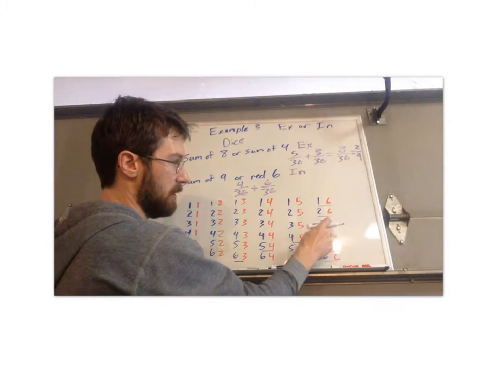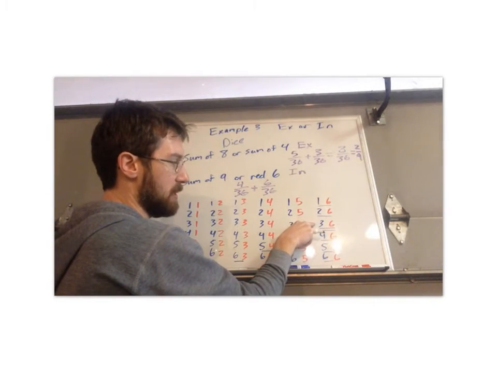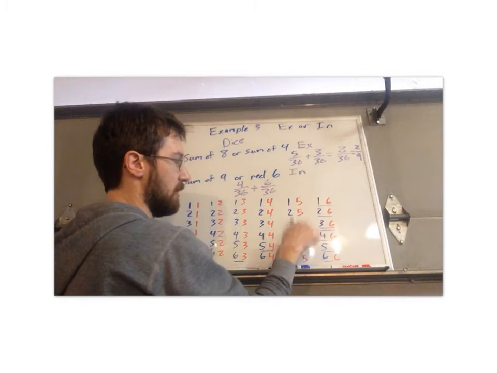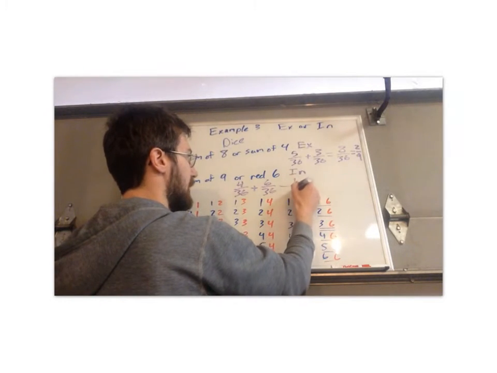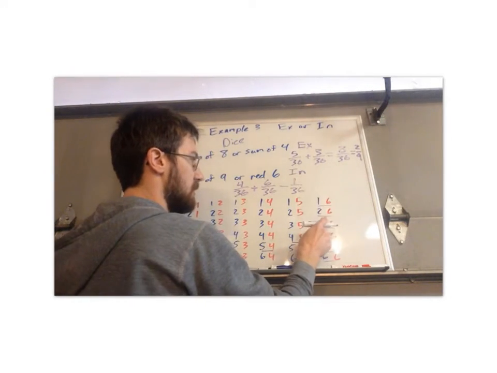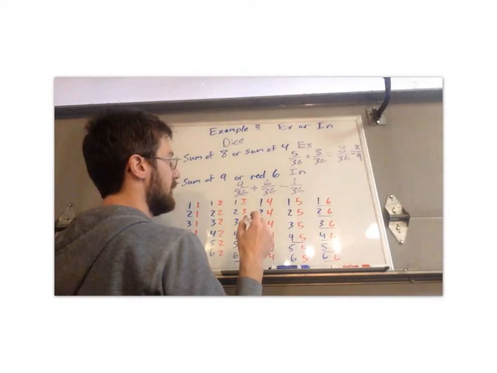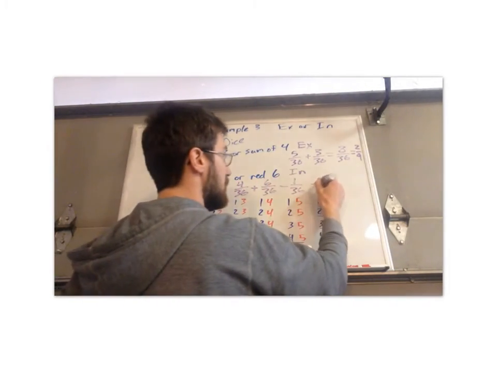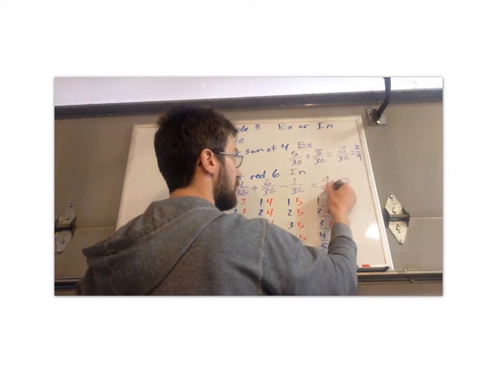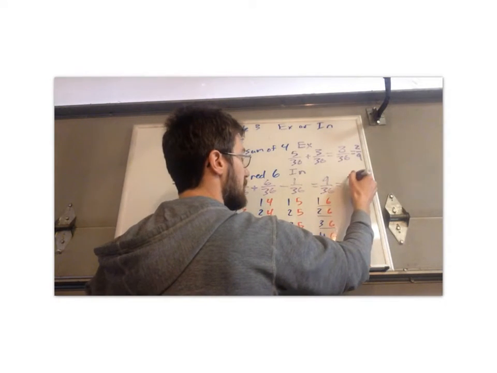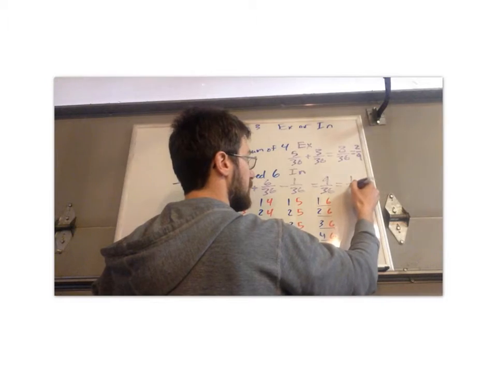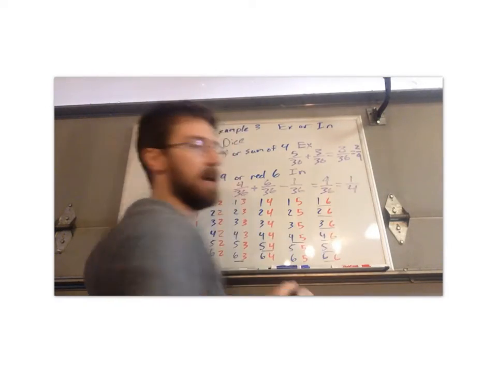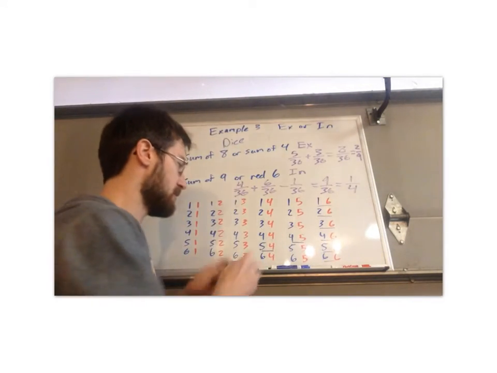I've got one instance where it is both a sum of 9 and a red 6, so I counted that twice. I have to subtract that back out. Now they're all just underlined once. 4 plus 6 minus 1, excuse me, is 9 out of 36. And that reduces to 1 out of 4 if my math is right. Hopefully it is, because I'm a math teacher, right?